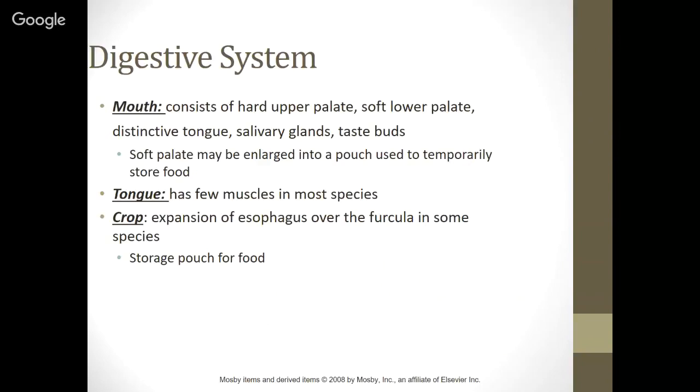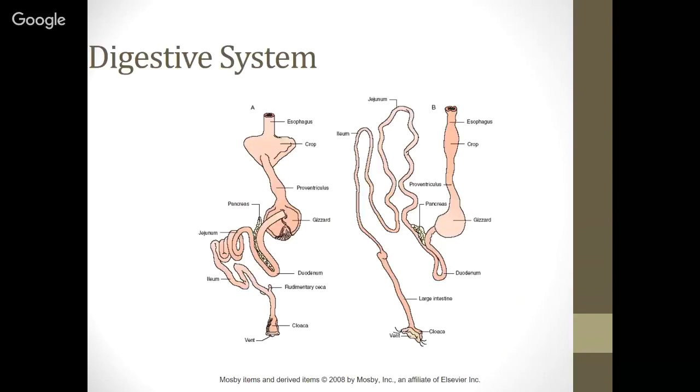The mouth consists of the hard upper palate, the soft lower palate, the tongue, which is distinctive to that species, the salivary glands, and the taste buds. Soft palate may be enlarged into a pouch that is used to temporarily store food. Think about penguins, think about pelicans. The tongue has few muscles in most species. The crop is an expansion of the esophagus over the furcula in some species, and it's a storage pouch for food.